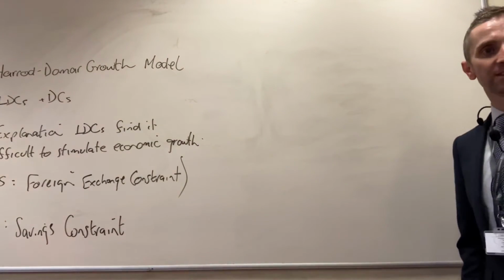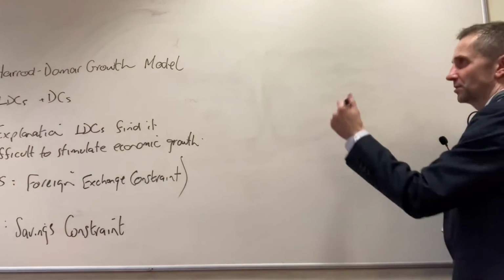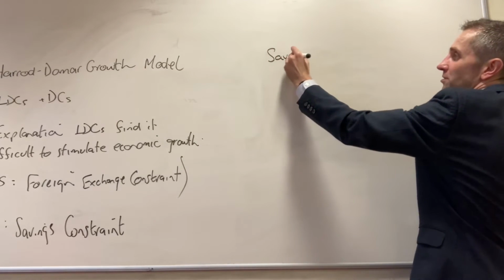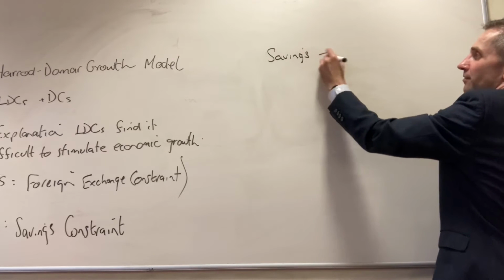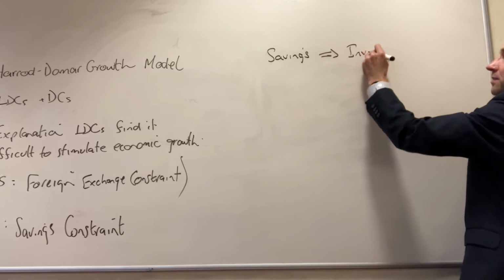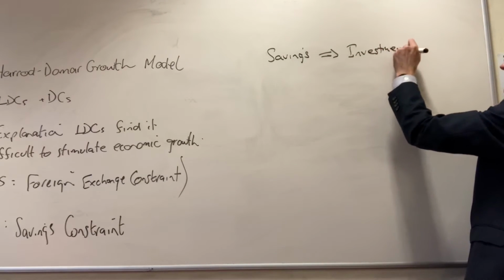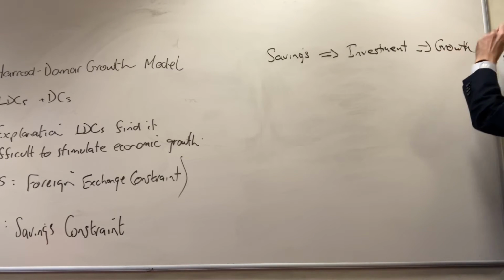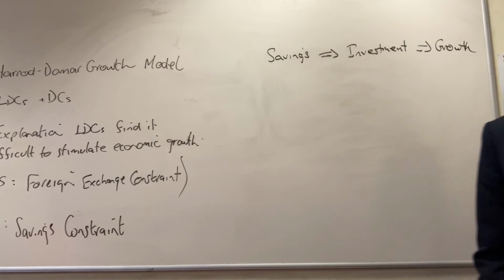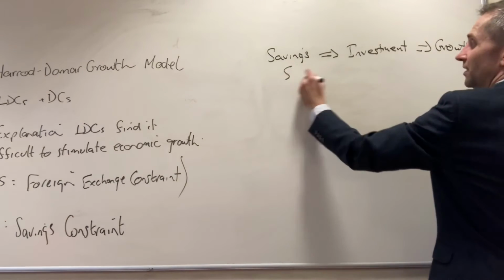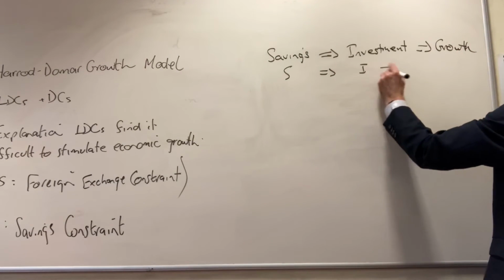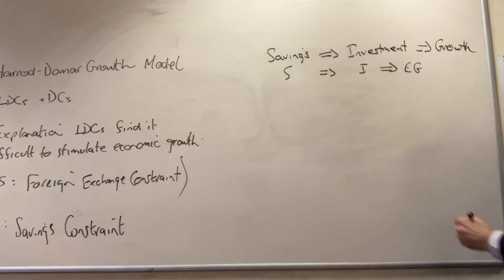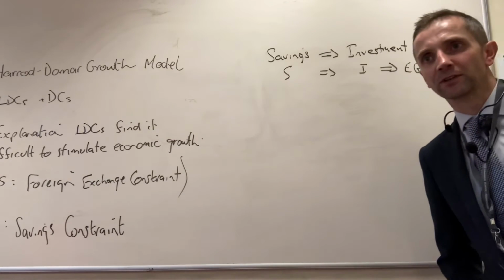Right, so the textbook explanation of it would be, I like to just write it like this: savings leads to investment, leads to growth. That's a very simplistic way of thinking about it. Savings leads to investment, leads to growth. S leads to I, leads to EG, economic growth. That's the way I remember it.